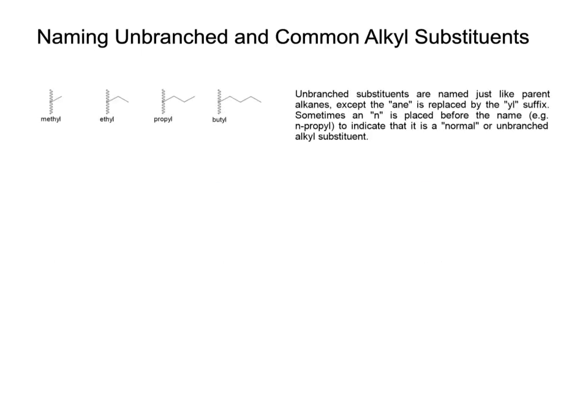Now let's move on to talking about alkyl substituents, both simple unbranched ones as well as some common ones. Unbranched substituents are named just like parent alkanes, except the ANE is replaced by the YL suffix. Sometimes an N is placed before the name, so for example, instead of propyl, it might be called N-propyl, to indicate that it is a normal or unbranched alkyl substituent. So you can see the 4 on the left, methyl, ethyl, propyl, and butyl, as simply straight chains of 1, 2, 3, and 4 carbons.